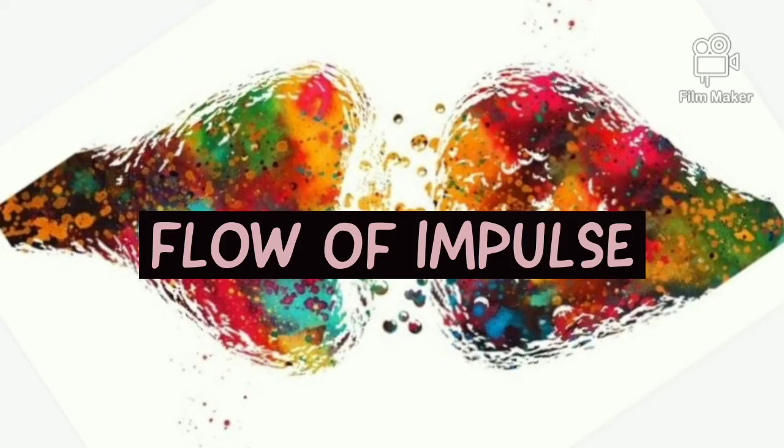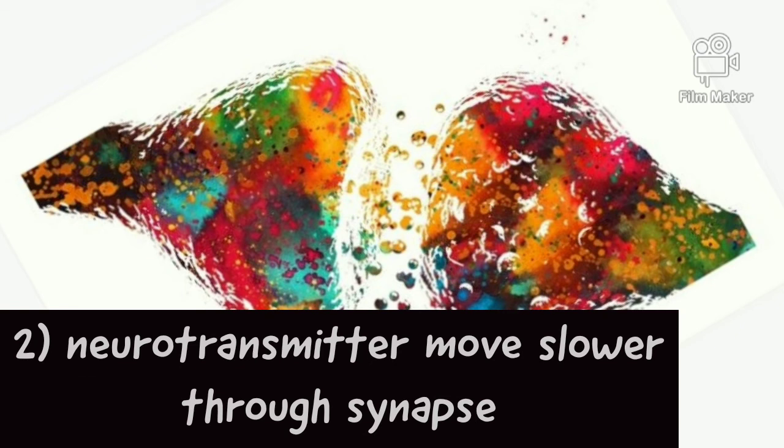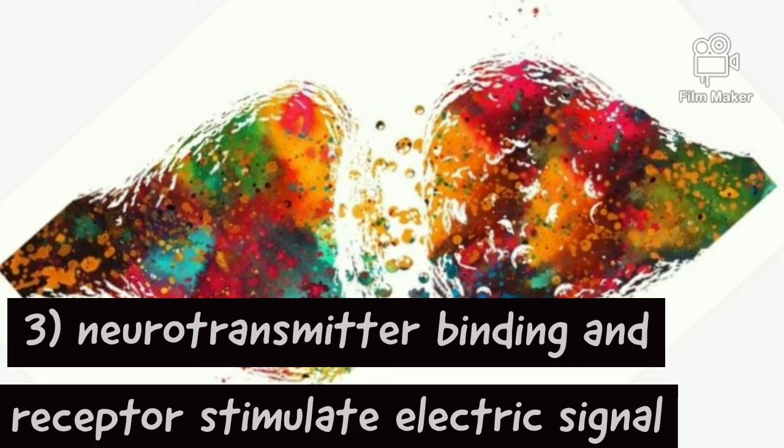Flow of impulse. Electric signal will enter the synapse, and synapse will then release neurotransmitters. Neurotransmitters move slower through synapse as it occurs chemically. Neurotransmitter binding to the receptor will stimulate electric signal again.